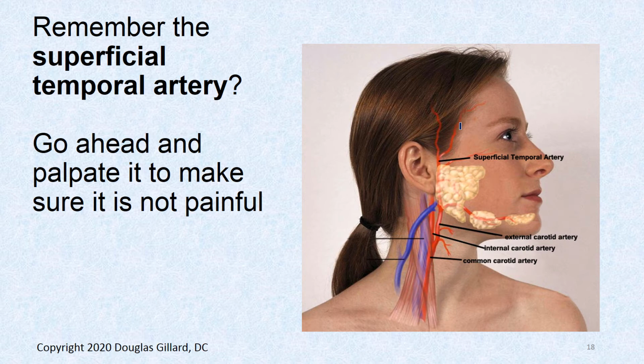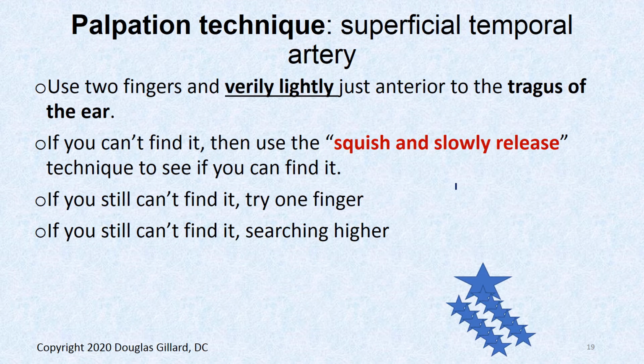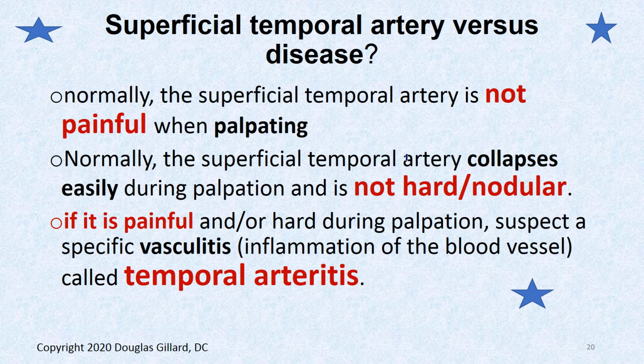Some people actually have to go up here where it splits into a temporal and a parietal branch. You might have to poke around up here, but most people can feel it somewhere around the TMJ. And that's a good one because there is a condition that loves that artery, which we'll talk about in a second. Okay, and you can use the squishing technique if you want.